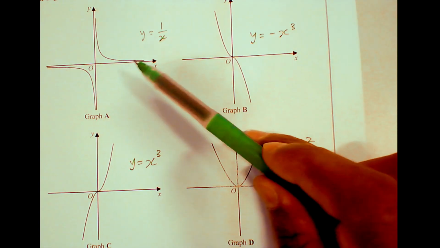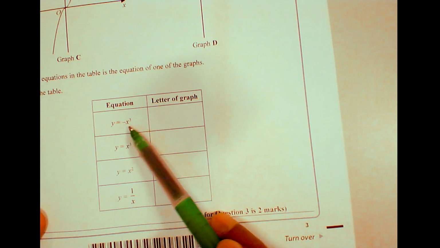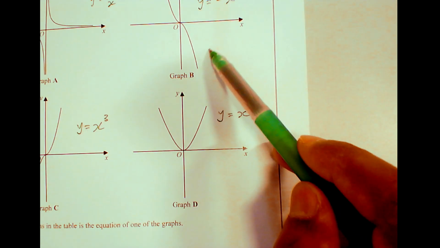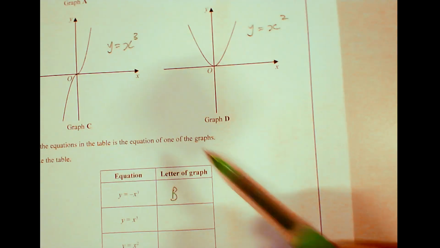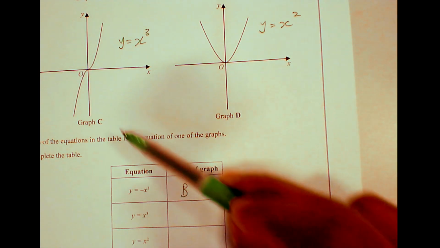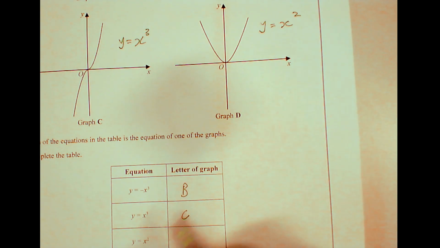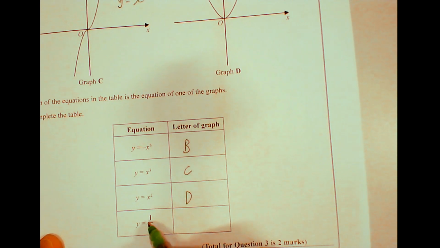And so now I can put these letters next to where I see these options here. I can see y equals minus x cubed is going to be graph B, because that's that. Then y equals x cubed matches graph C. Y equals x squared matches graph D. And then the last one matches what I've got here, so this is going to be graph A.